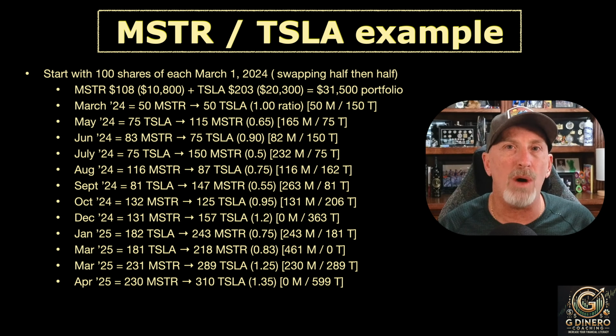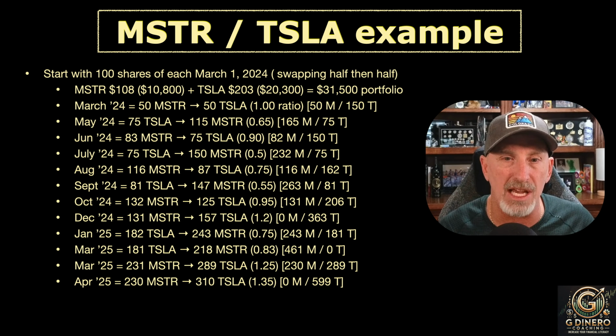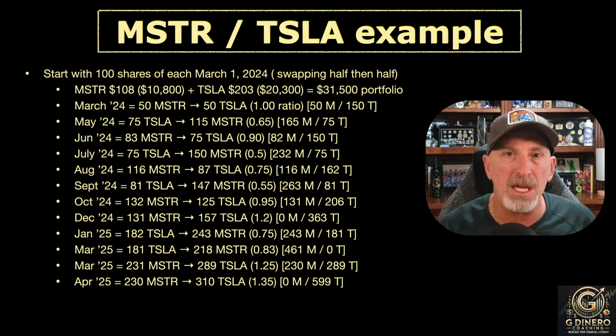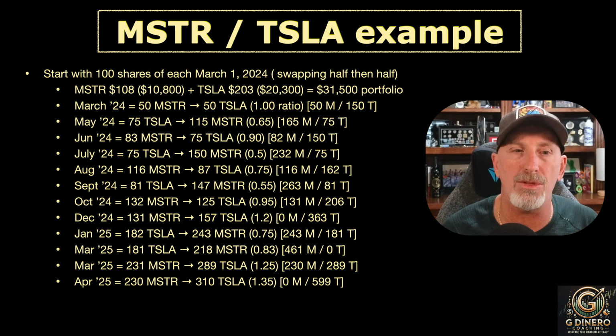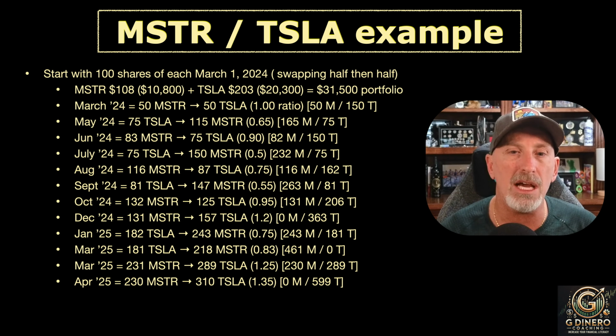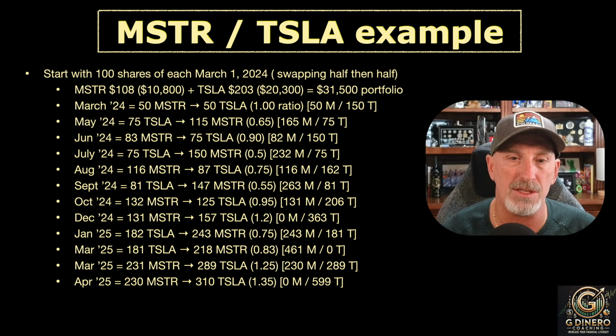The next one is swapping half and then swapping the other half. And what you notice is as I go back and forth, the only place that changes is December of 2024 onwards. Because if you're swapping half then half, we swapped half of our MicroStrategy shares on October 24th, 132. That left us with 131 MicroStrategy shares, and we swapped the remaining 131 all at once, leaving us with 0 MicroStrategy and 363 Tesla.